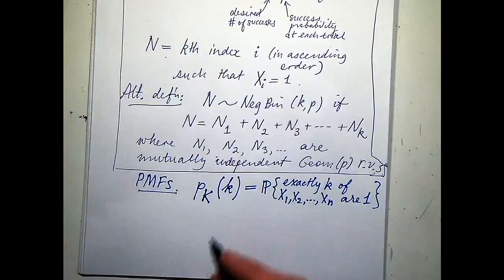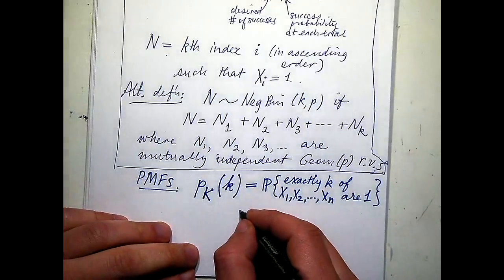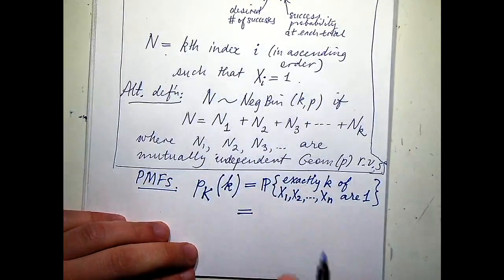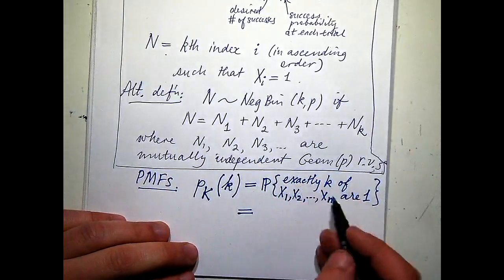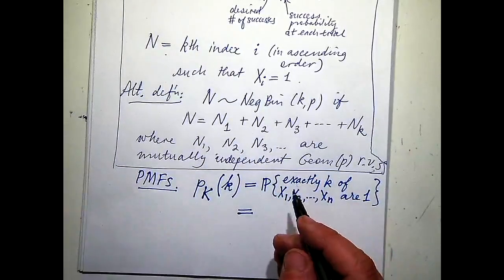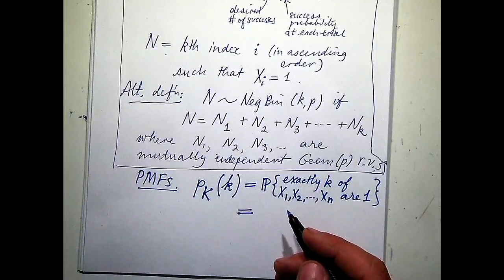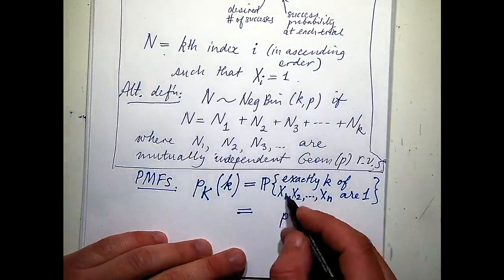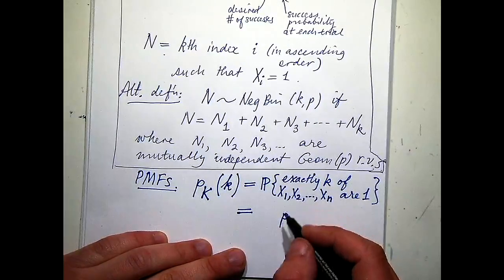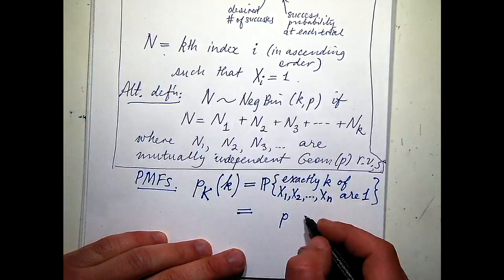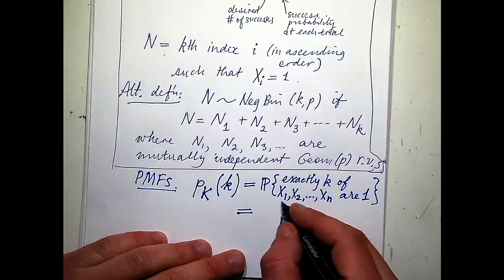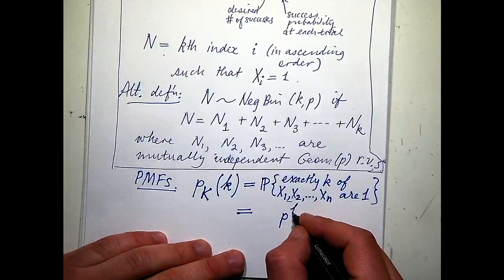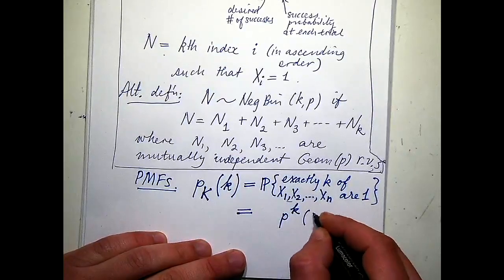Okay? So I'm going to lead you down the garden path a little bit, as I sometimes do, and then we'll fix it. So first of all, I want k of them to be 1. They're independent trials. The chance of being 1 is p, so I want p for x1 to be 1, p for x2 to be 1, p for x3 to be 1, and so on. So I raise p to the power of the number of 1s I want, which is k. And then everything else has to be 0.